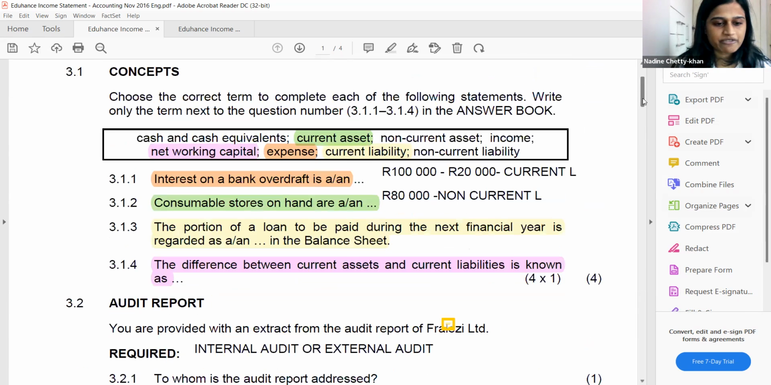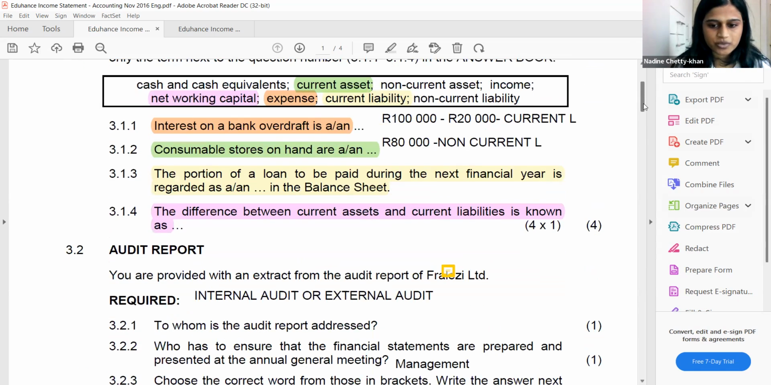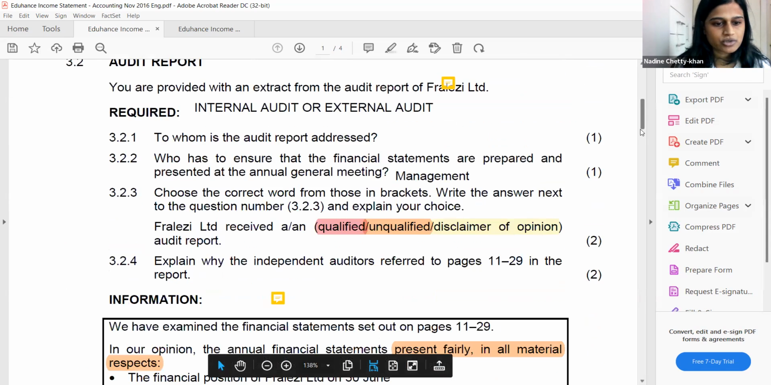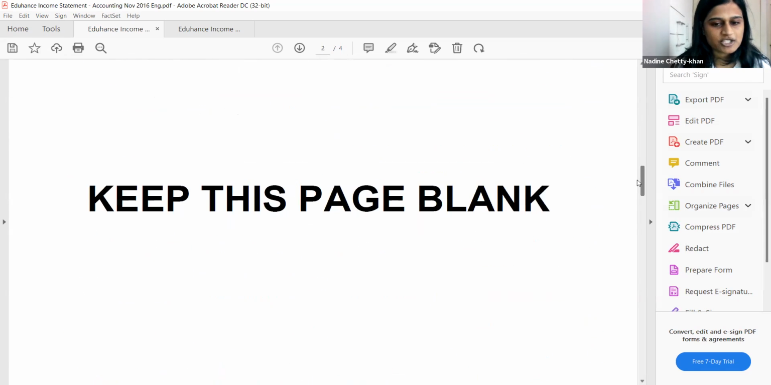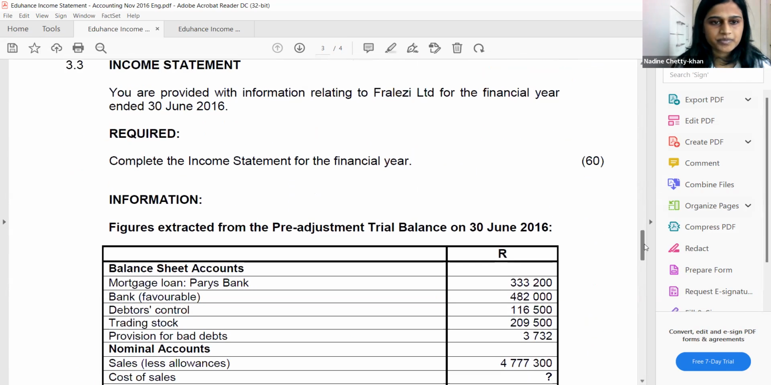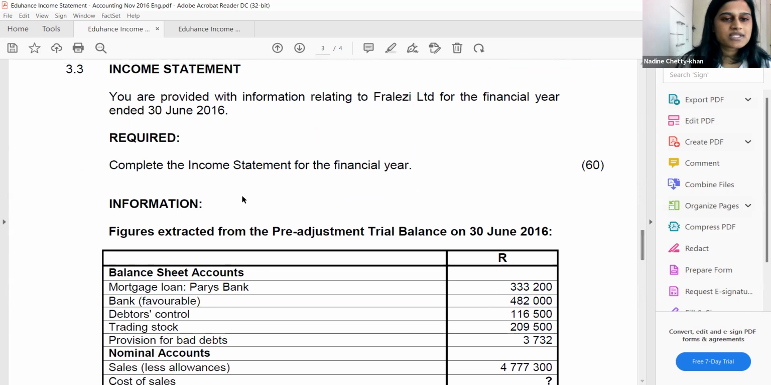Quite a good question, covering concepts and the audit report. Let's now jump into the main part of today's lesson, which is the income statement. Income statement, very popular question in exams. You are provided with information relating to Freelesi Limited for the financial year ended 30th June. Simple required: complete the income statement. But the marks are a lot, 60 marks.